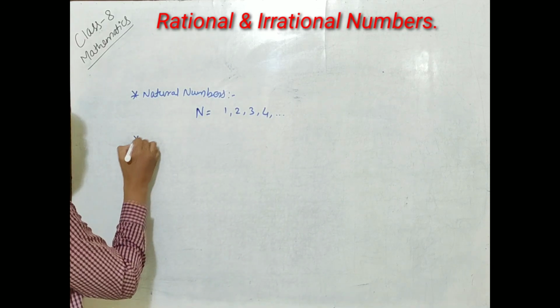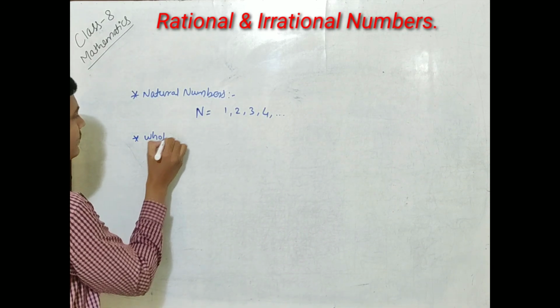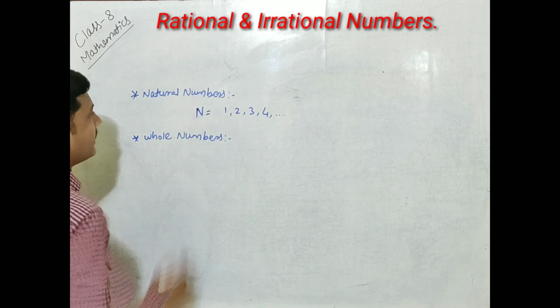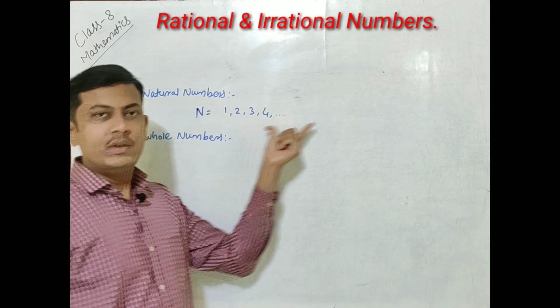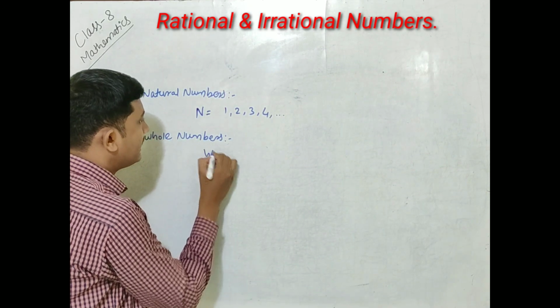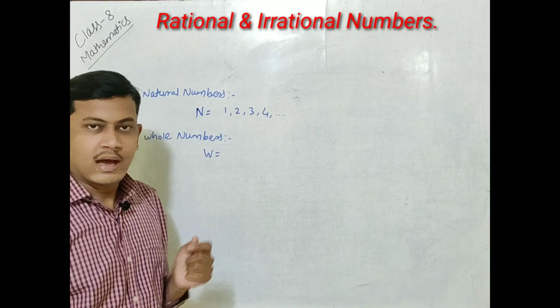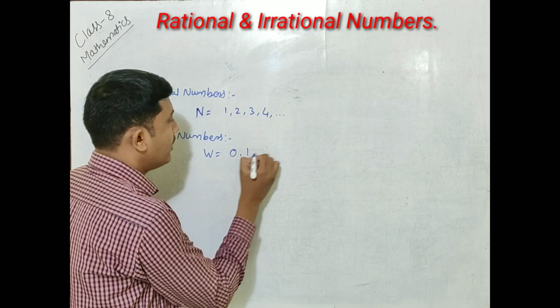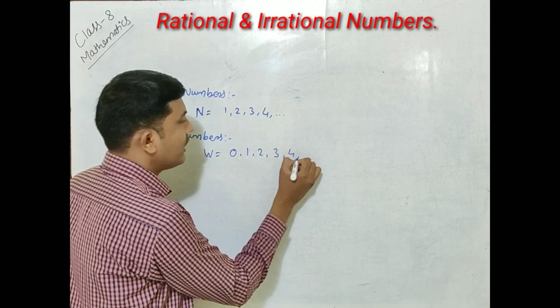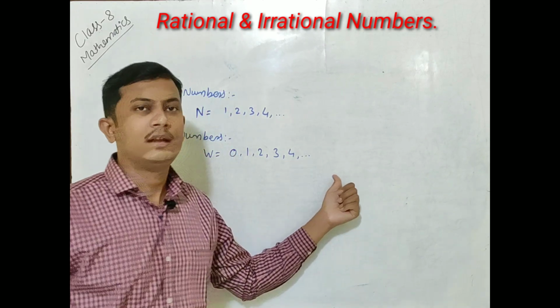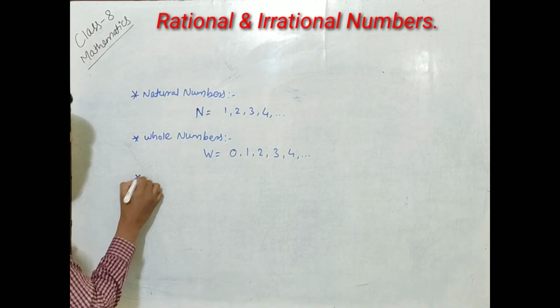And next is whole numbers. Natural numbers including 0 form the whole numbers, and the set of whole numbers is denoted by capital W. So natural numbers including 0 form whole numbers, that is 0, 1, 2, 3, 4 and dot dot dot, or simply we can say so on, or infinite numbers. And next come integers.